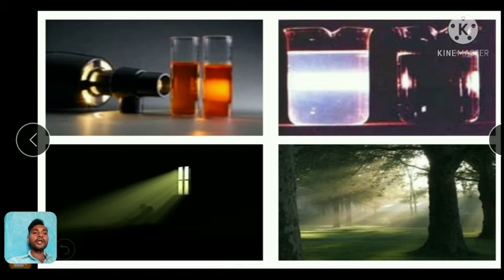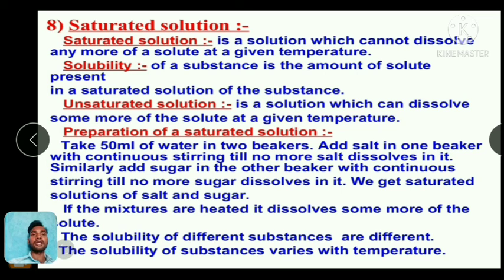Okay, in the next slide, all of these show the Tyndall effect. This is also the Tyndall effect. The light from the window that you can notice in your home is also an example of the Tyndall effect.